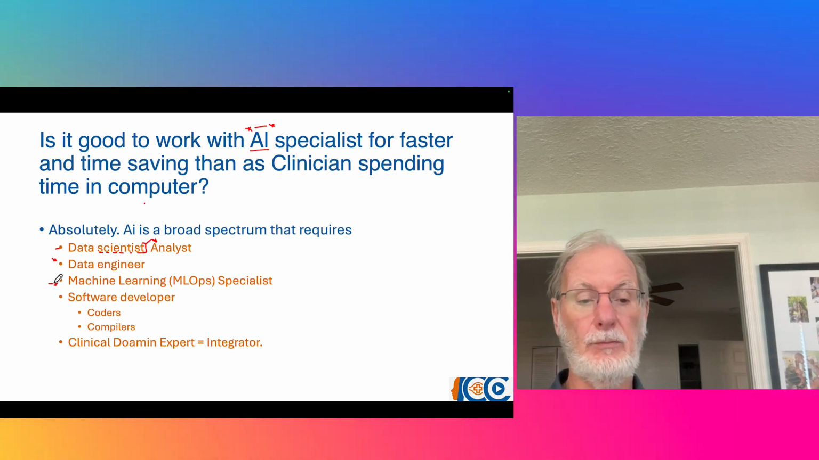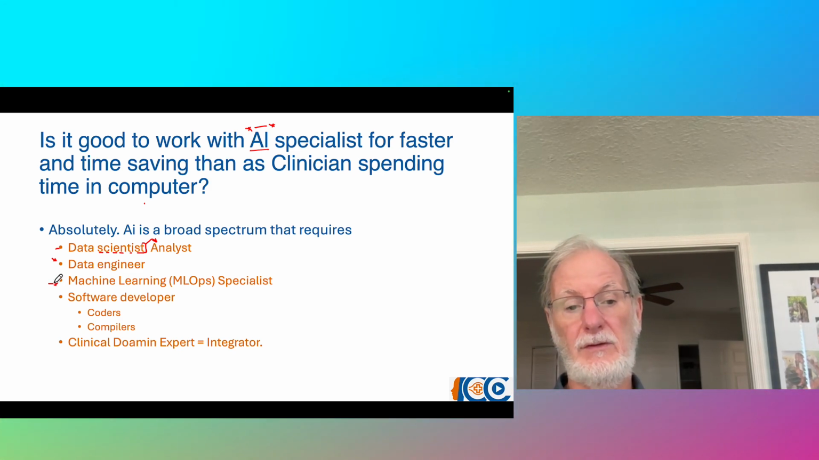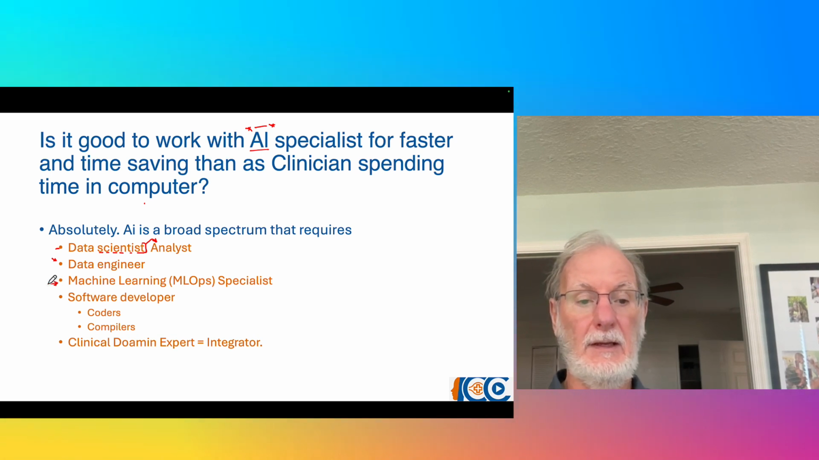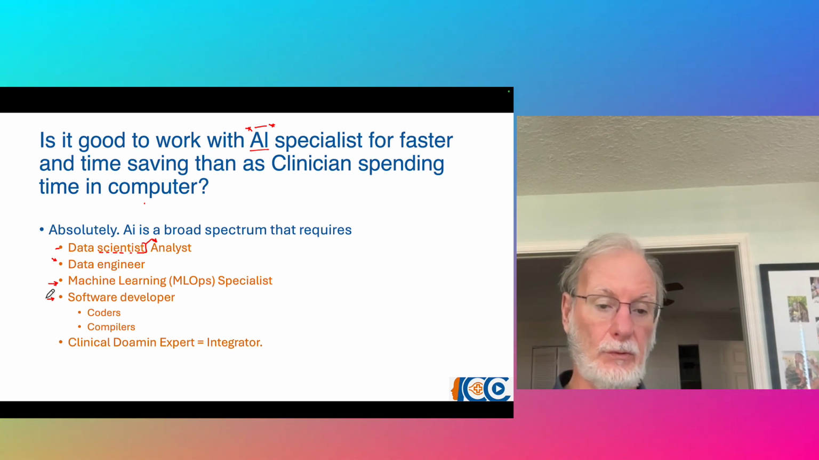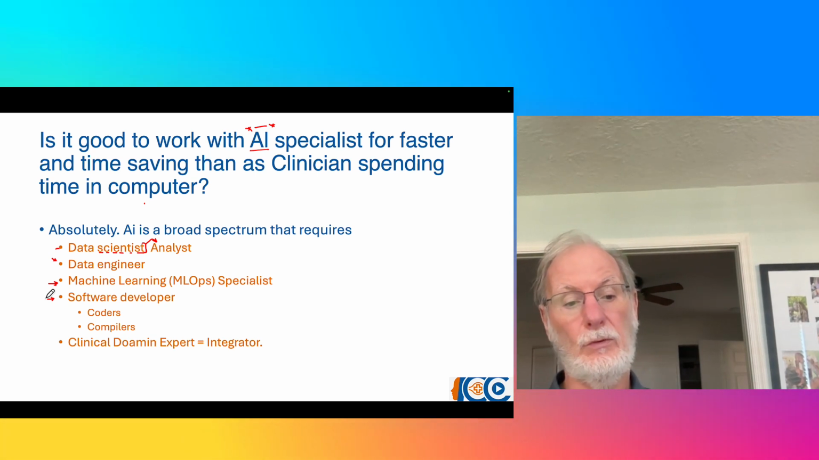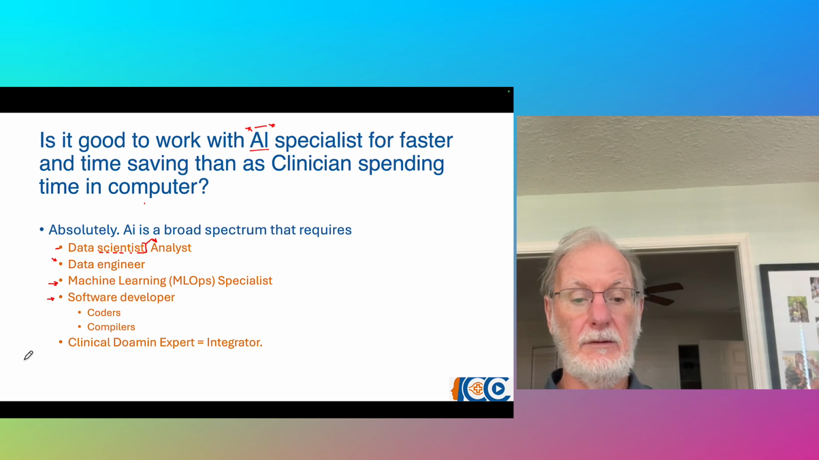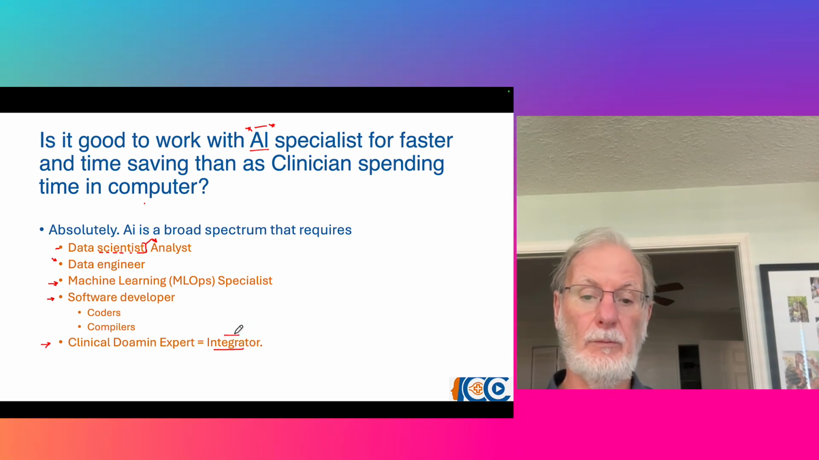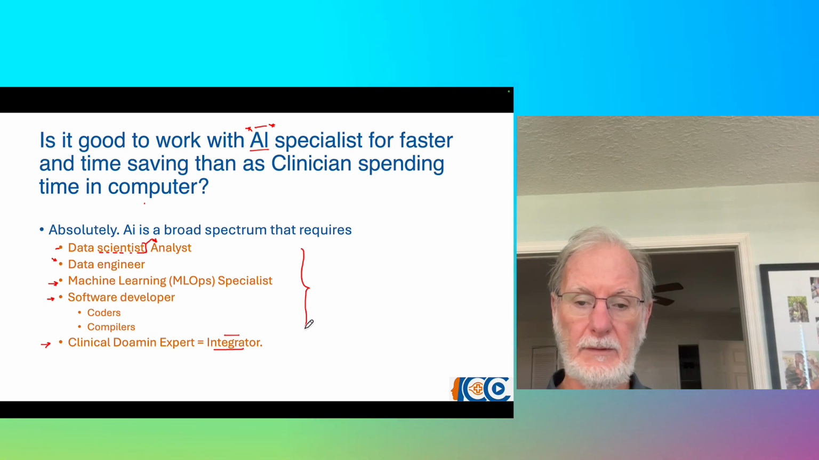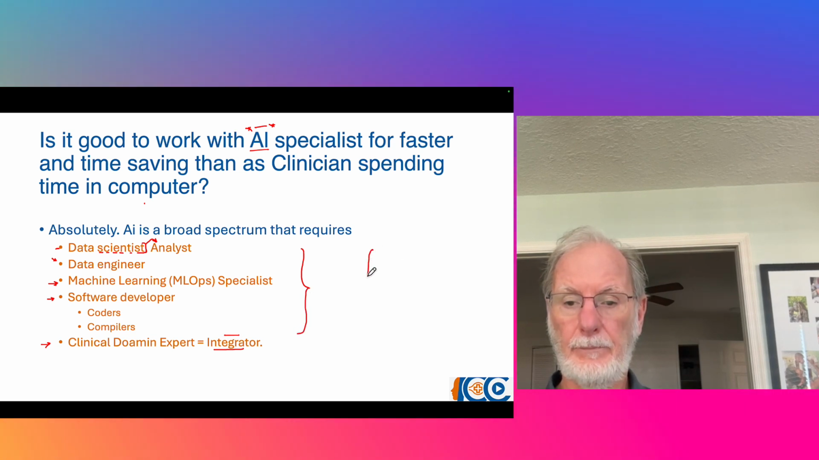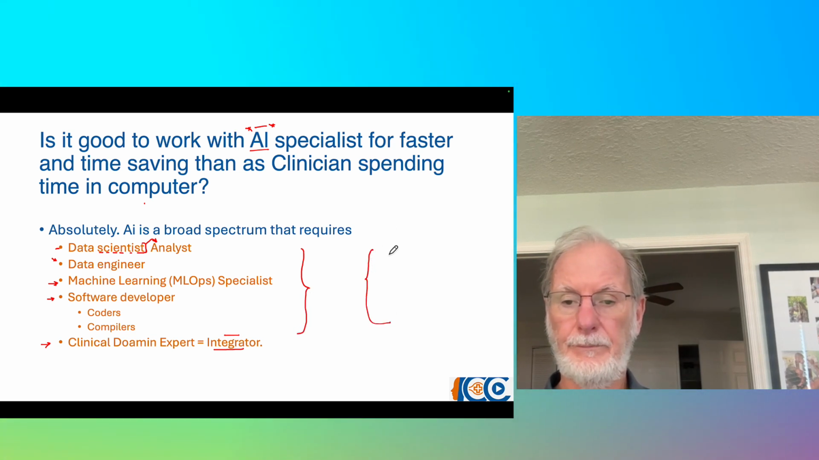These machine learning people are going to be there to make sure that everything is working, everything is integrated. Obviously, you need software, computer engineers and developers and coders and compilers. All these people have to work together. And then you need clinical experts, which would be an administrator and an integrator. So you have about 6 or 7 professions working on something. And obviously, you are here, you're the clinician. So the clinician is here.